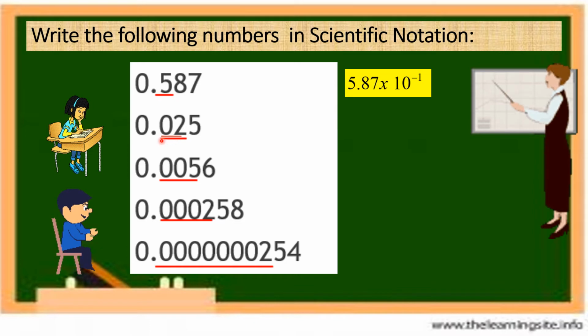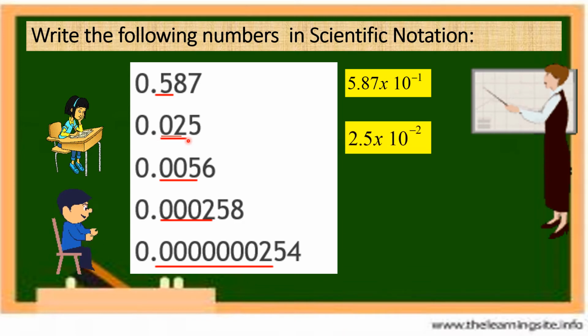We are in the next number, 25,000. So in 25,000, the first non-zero digit is 2. So we'll be placing the decimal point between 2 and 5, and count the number of digits to the left, 1, 2. So the answer is 2.5 times 10 raised to negative 2.